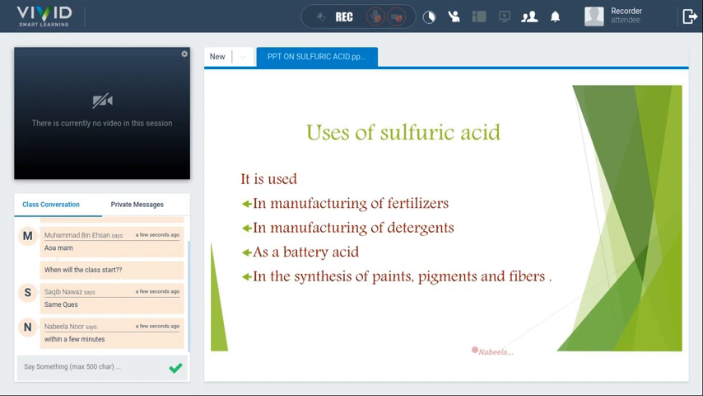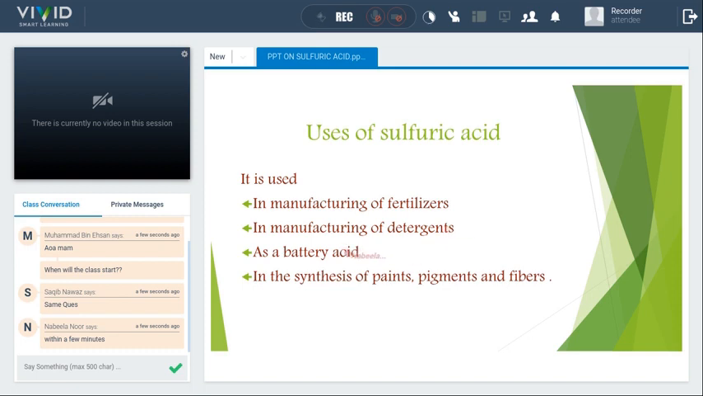Along with the contact process, you should also know the uses of sulfuric acid. It is a part of the syllabus. First of all, it is used in the manufacture of fertilizer. You know that when sulfuric acid reacts with ammonia, it forms ammonium sulfate, and ammonium sulfate is a very good fertilizer. And it is used in the manufacture of detergent. It is not directly used to form the detergent. First of all, sulfuric acid reacts with an organic compound to form organosulfonic acid, and then organosulfonic acid reacts with sodium hydroxide or potassium hydroxide to form detergents.